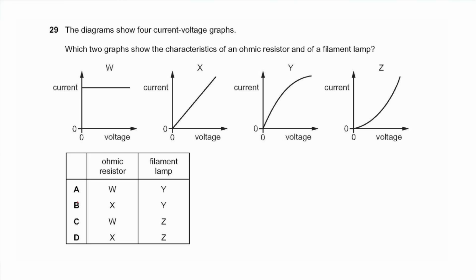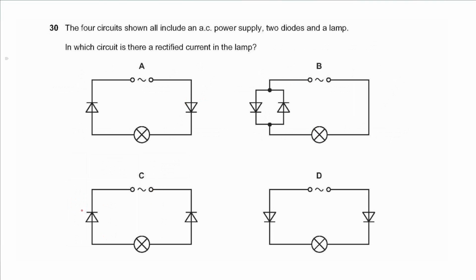So an ohmic resistor obeys Ohm's law, which says that the current and voltage are directly proportional. So it would be a straight line through the origin. So this is the ohmic conductor. And as for the filament lamp, its resistance increases when current increases, which means it needs more voltage. So it will be bending towards the voltage axis. So this is the lamp. So for the ohmic resistor, we have X, and for the lamp, we have Y, and the common one here is B. Question 30 says the 4 circuits shown all include an AC power supply, 2 diodes, and a lamp.